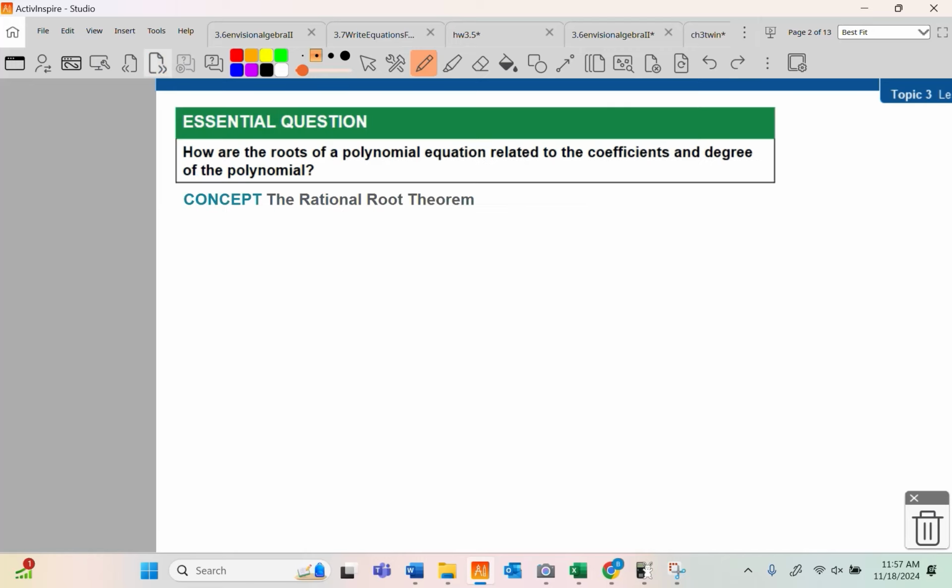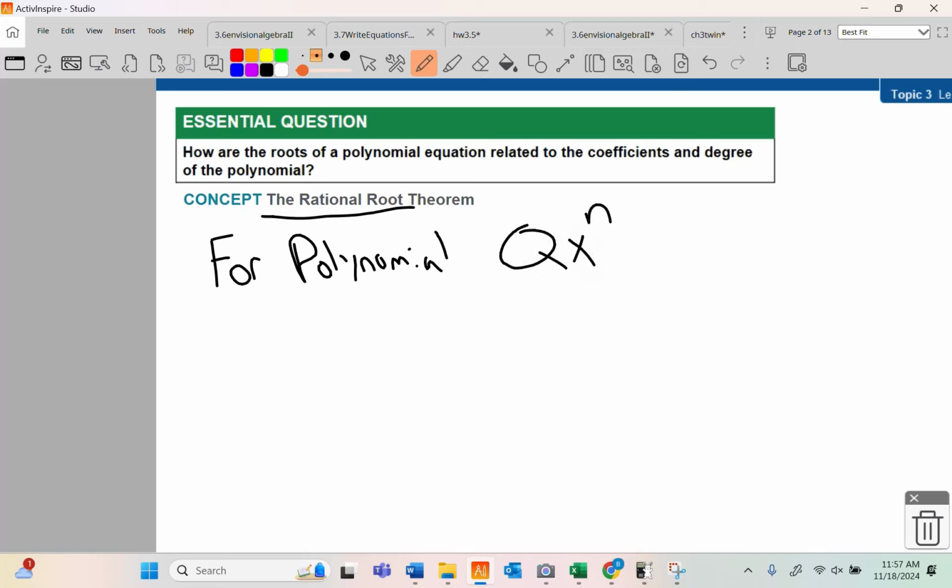Start off with what's called rational root theorem. For some polynomial, it's written really funny the way most textbooks have this. Qx to the n, dot, dot, dot, dot, some number at the end, p. That's what it is. P is just a constant. There's a whole bunch of stuff in the middle, okay? I'm focused on the front and the back.